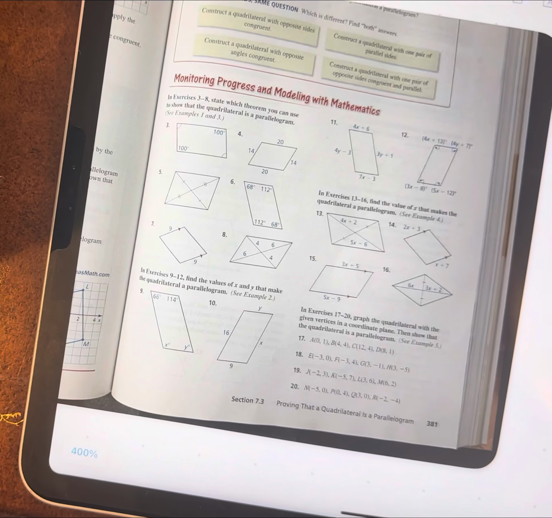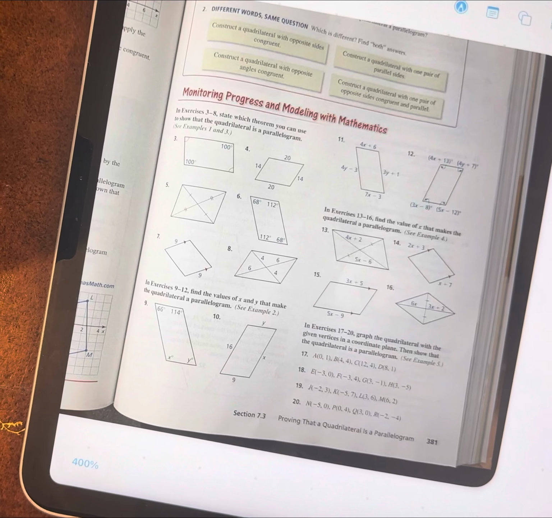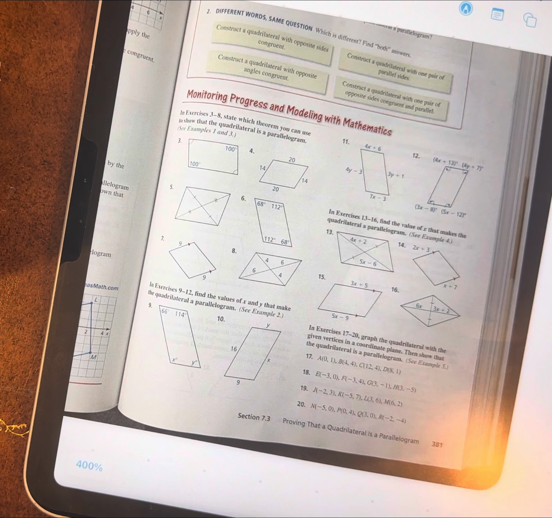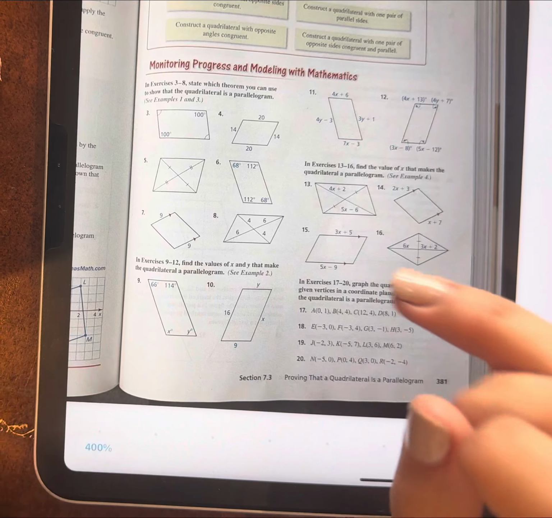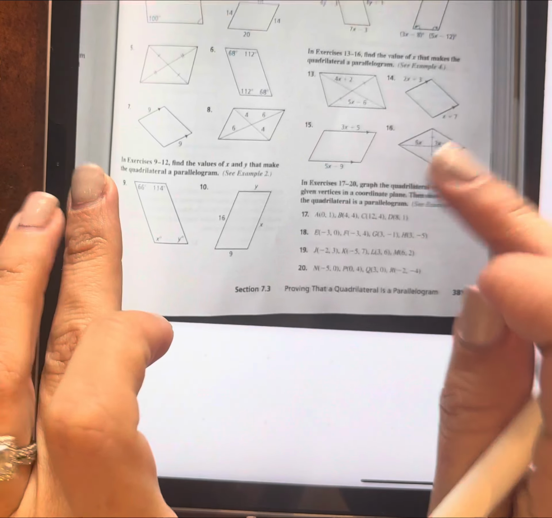Okay, let's take a look at the 7.3 homework. So this one was numbers 3 to 23 odd on page 381. So we are going to start here.